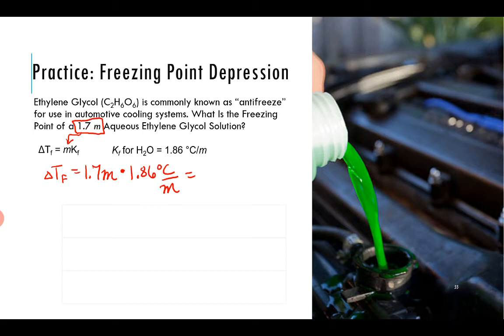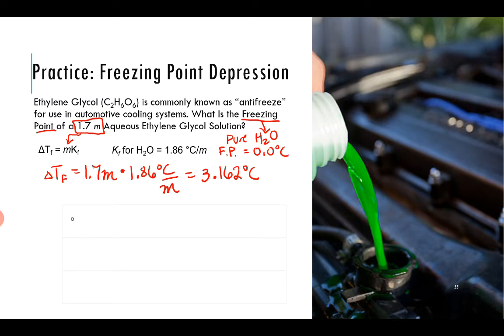1.7 times 1.86. And so that tells us that my freezing point is going to change by 3.162 degrees Celsius. But I'm not done with the problem yet. I still have to calculate what is the freezing point. Pure water freezes at 0 degrees Celsius, so I'm going to write freezing point is equal to 0 degrees Celsius.